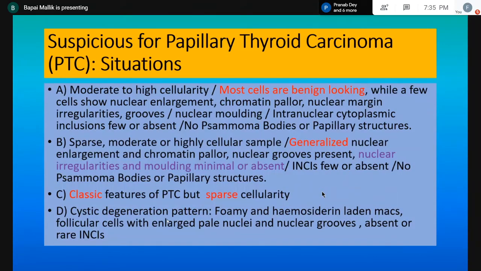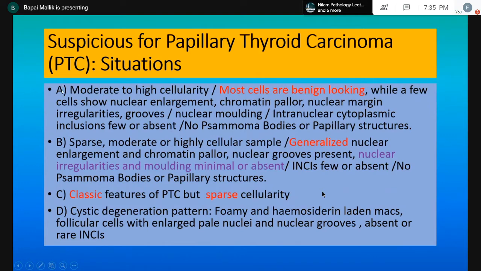So let's start with the first one, and that is the suspicious for papillary thyroid carcinoma, and what are the situations under which we come to this particular diagnosis. There's a lot of words over here, and I have made it easier a little in the next slide with sort of a table, but just to make this thing clear, there are four separate circumstances where we put this particular term of suspicious for papillary thyroid carcinoma.